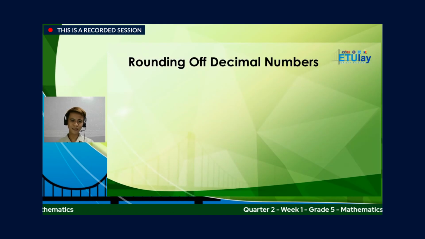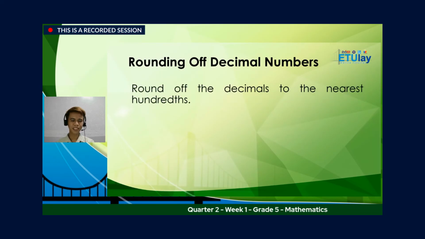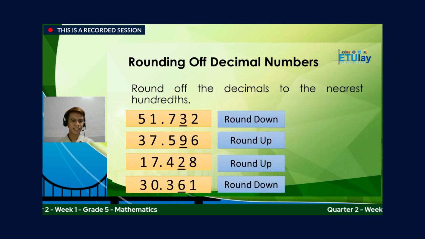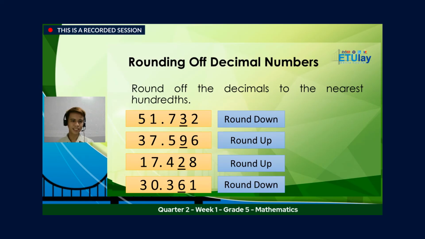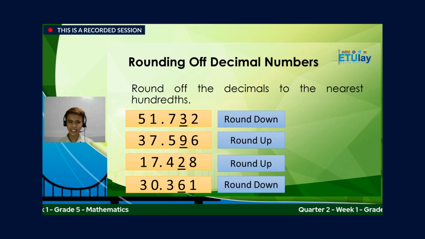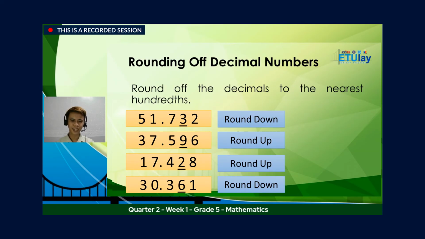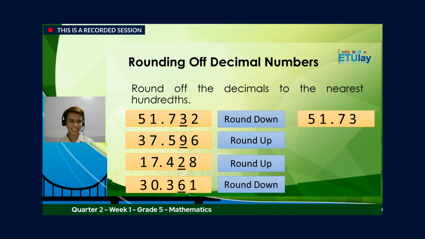To have an exercise with rounding off decimals, let us have this activity. We need to round off the decimals to the nearest hundredths. Example number 1, 51 and 732 thousandths. At naka-indicate na dito na we need to round down. What will be our final answer? Yes, it is 51 and 73 hundredths.